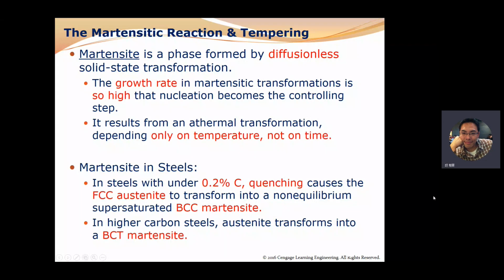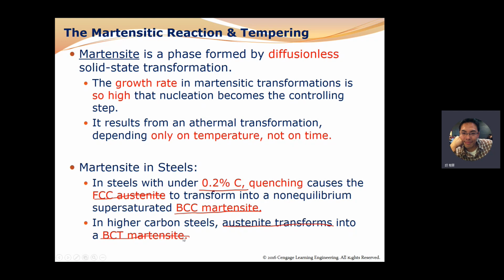Okay, so last time we already discussed the martensite in steel, the transformation of martensite from austenite, which is related to the carbon content. In steel with under 0.2 weight percent of carbon, quenching causes the FCC austenite to transform into BCC martensite. And in higher carbon steel, the austenite transforms into a BCT martensite. It's a body-centered tetragonal structure.